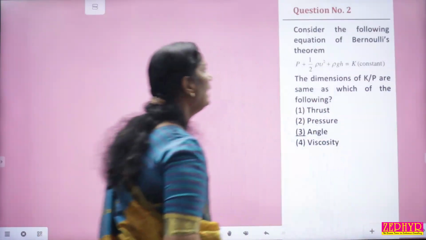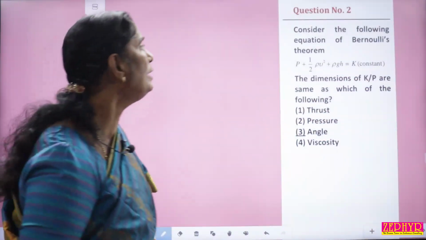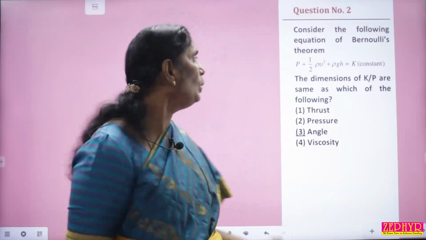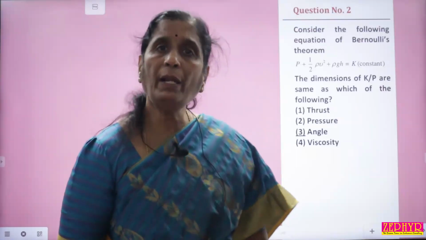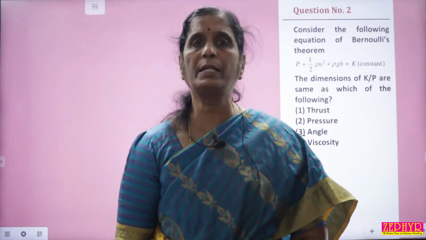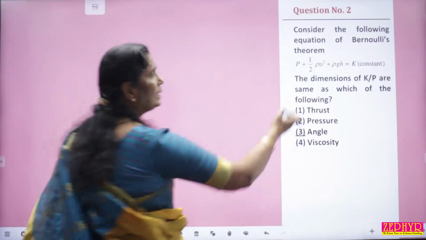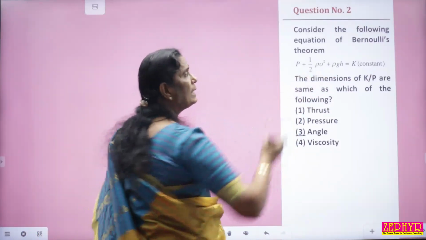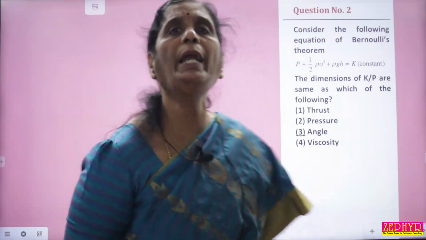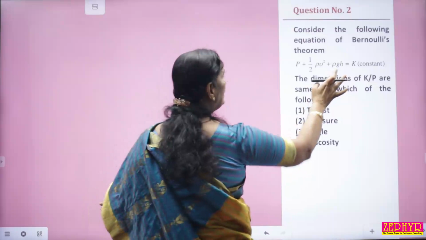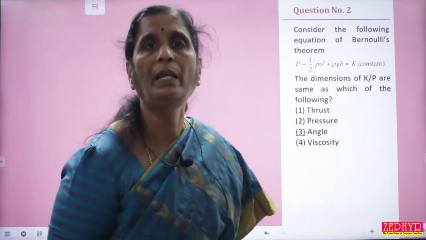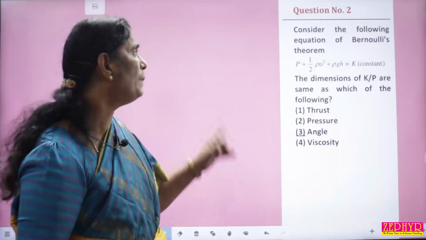Now again, consider the following equation of Bernoulli's theorem. So you know about Bernoulli's theorem. The liquid has three types of energy: pressure energy, kinetic energy, potential energy. Of course, we are taking kinetic energy per unit volume, and pressure energy per unit volume, which is nothing but pressure only. And this is our potential energy per unit volume. The sum of all three varieties of energy is always a constant. That is our Bernoulli's theorem.